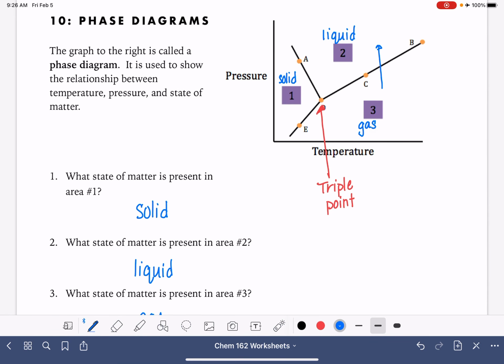If we are going in the opposite direction from 2 to 3, that would be an evaporation or a boiling process. If we go from 1 to 3, that would be sublimation. If we go from 1 to 2, that would be melting. 2 to 1 would be freezing. Did you get the idea?